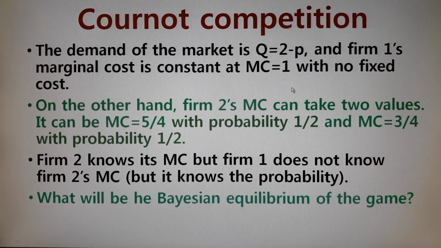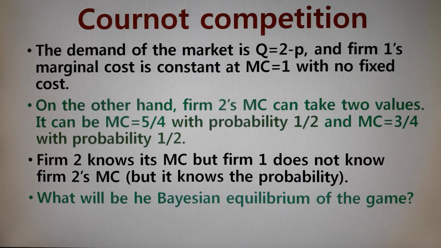The point is, even though firm 2 knows its own marginal cost, firm 1 does not. Firm 2 has no reason to tell firm 1. And even if firm 2 tells firm 1, firm 1 does not have any reason to believe it, really. So, firm 2 knows its marginal cost, but firm 1 does not know firm 2's marginal cost. Only it knows the probability that with probability 50%, it can be 5 over 4. With probability 50%, it can be 3 over 4. What will be the Bayesian Nash equilibrium of the game?